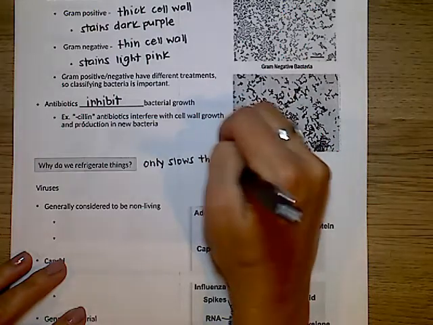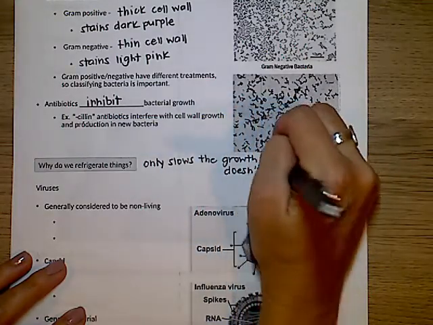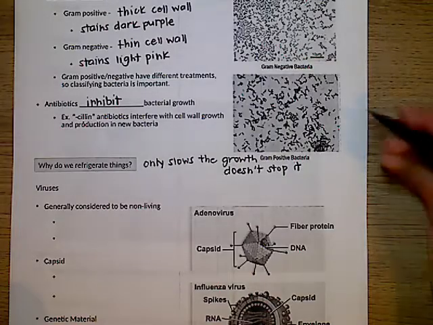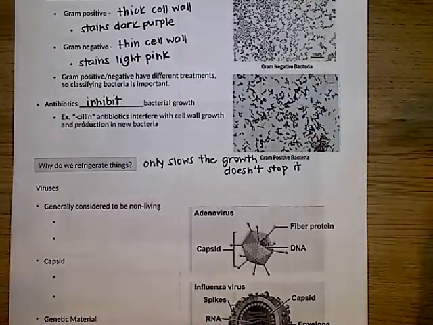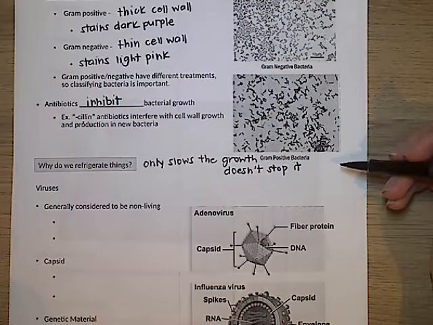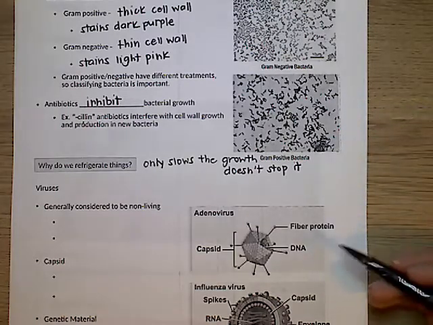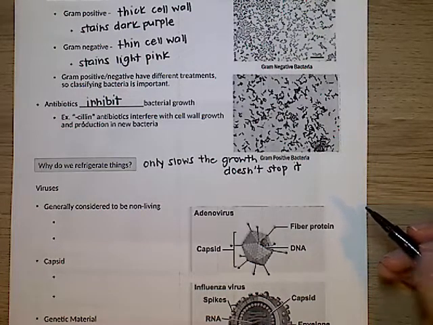It doesn't stop it. So when you make something cold, it kind of slows everything down. So it's going to slow down the growth, not stop it. And then if you were to take that same food that has bacteria on it and take it out of the fridge and let it sit out at room temperature, that bacteria is going to start to reproduce faster. And that's why it's important to always keep your food in the fridge and not leave it out too long.